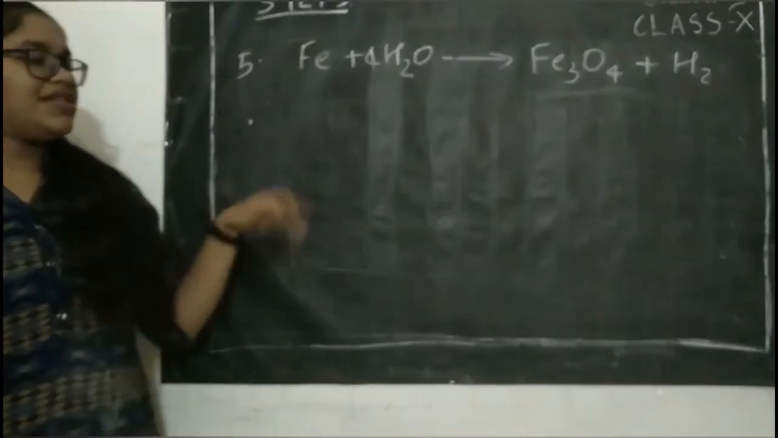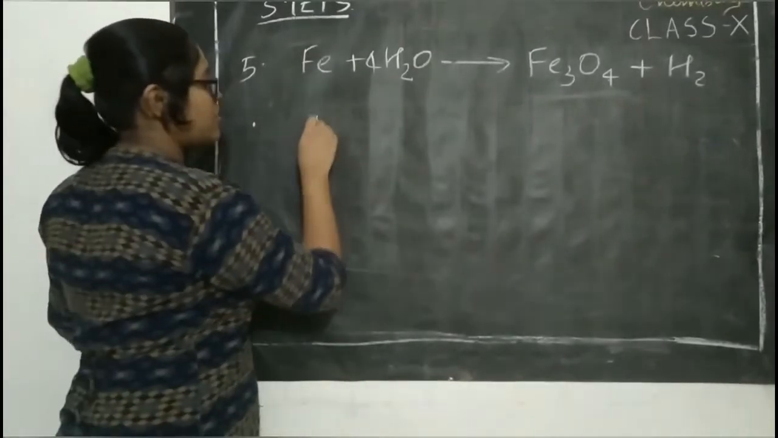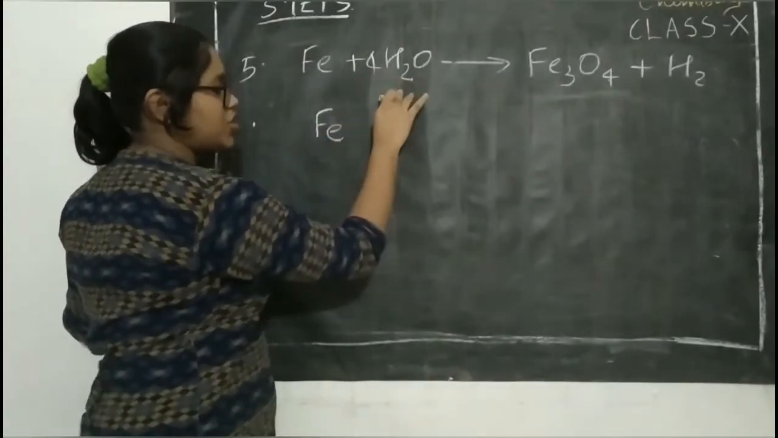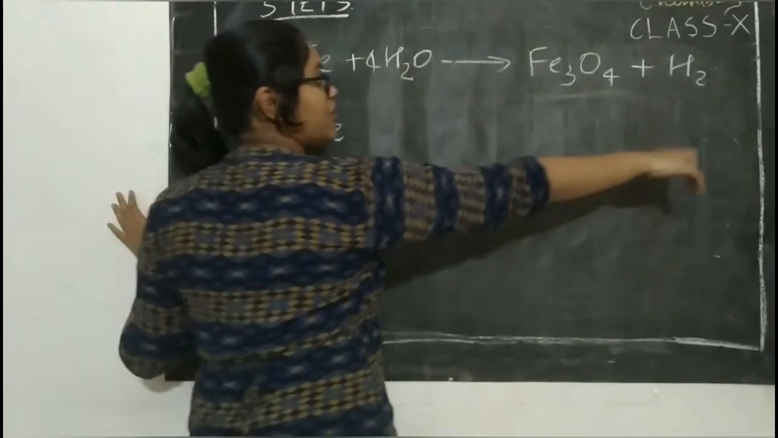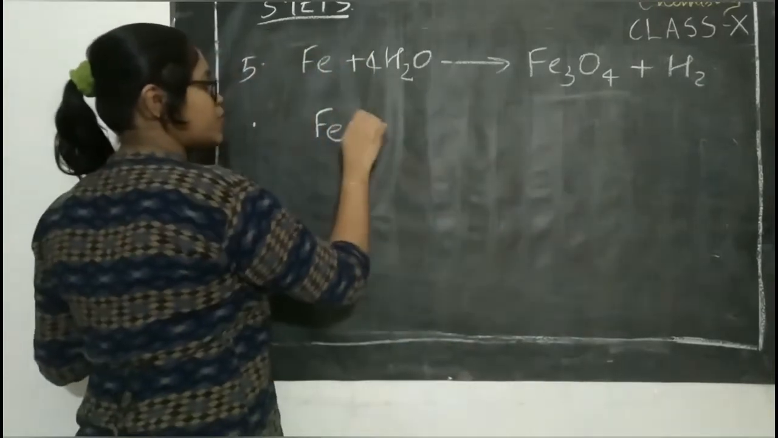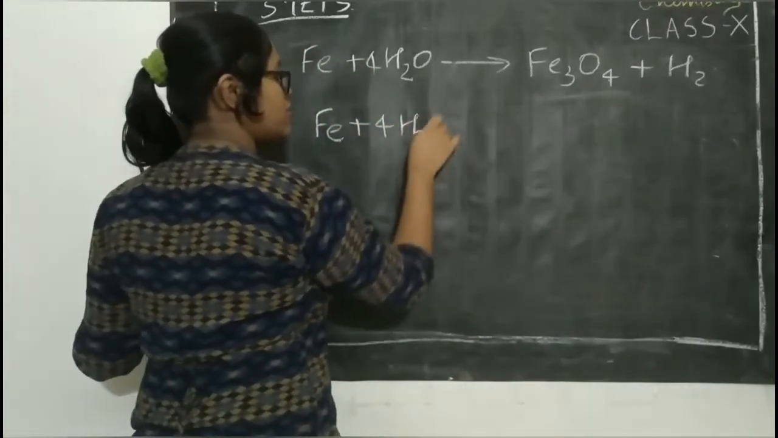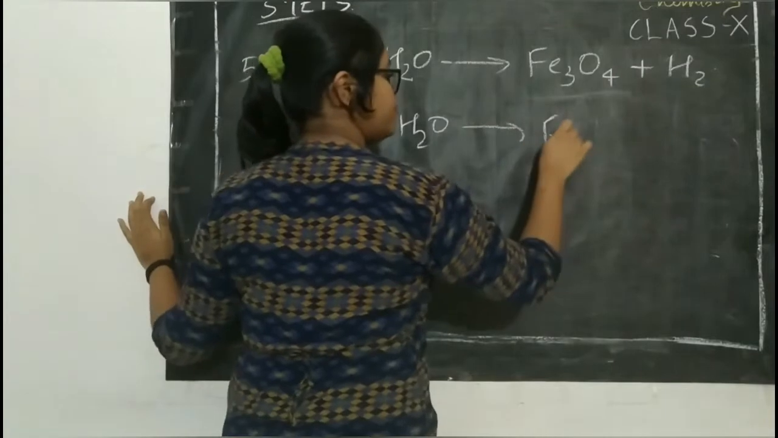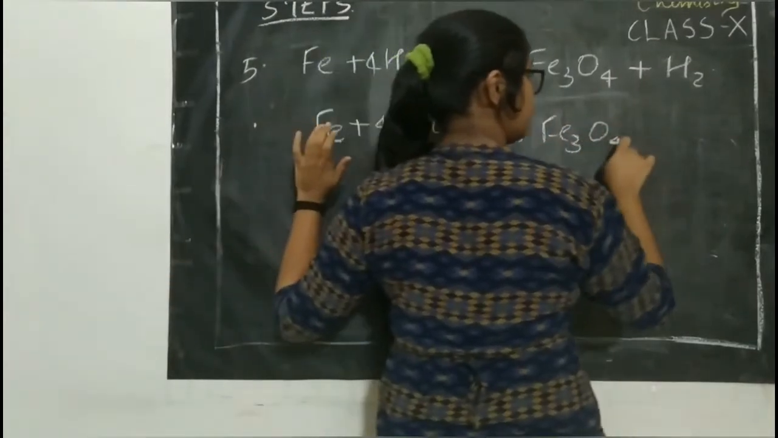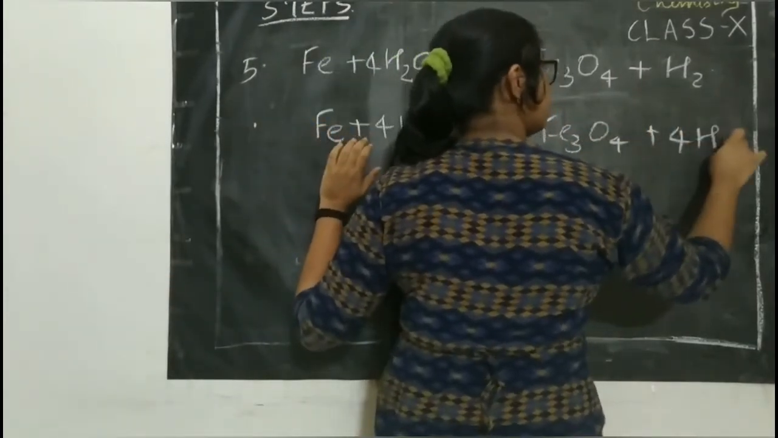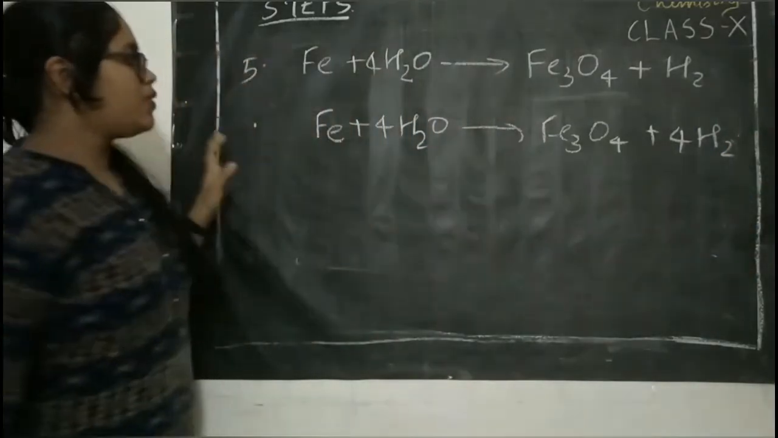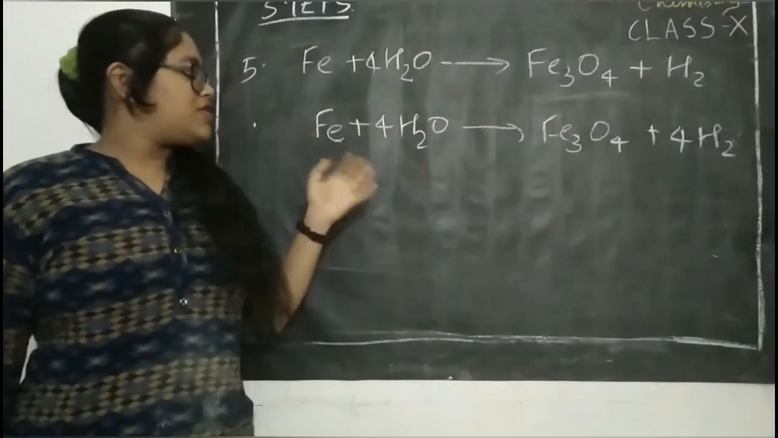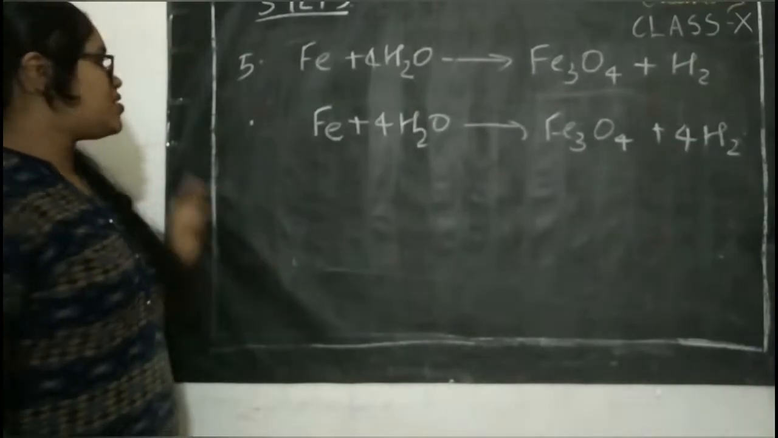So here I am balancing hydrogen. That is, here we have 8 hydrogen atoms. Here we have only 2. So I am multiplying with 4. So the number of oxygen and the number of hydrogen are balanced.